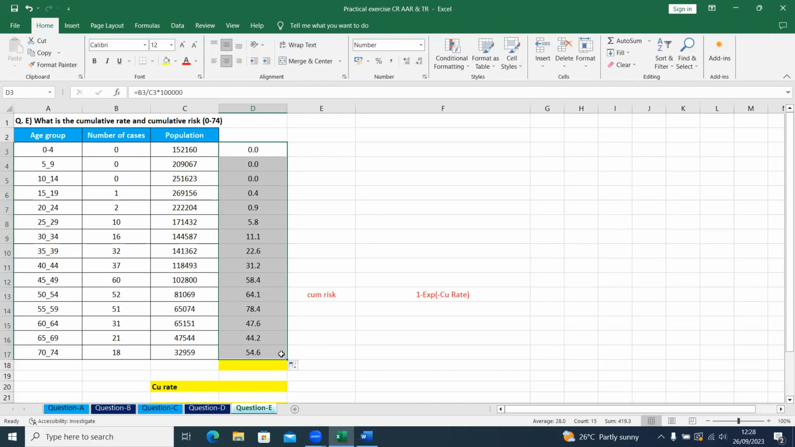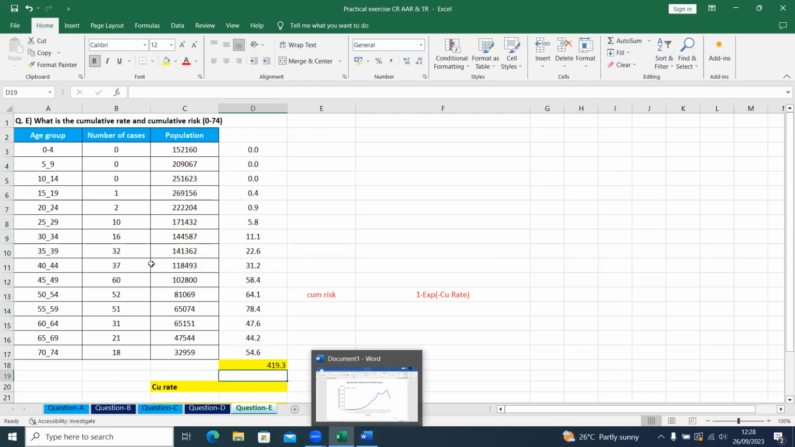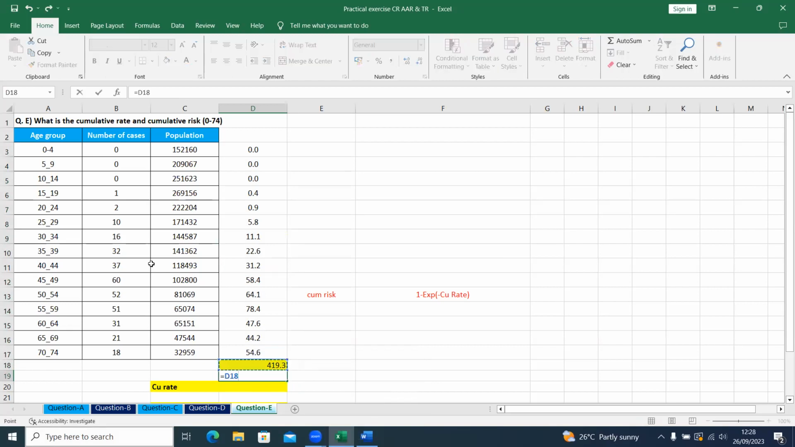This step is clear with you? Yes, ma'am. Okay. Now the next step is we total. We'll do the summation. The summation is 419.3. Next, in this total, we multiply by the age group width, 5. It is equal to the summation into 5, which is 2096.39.